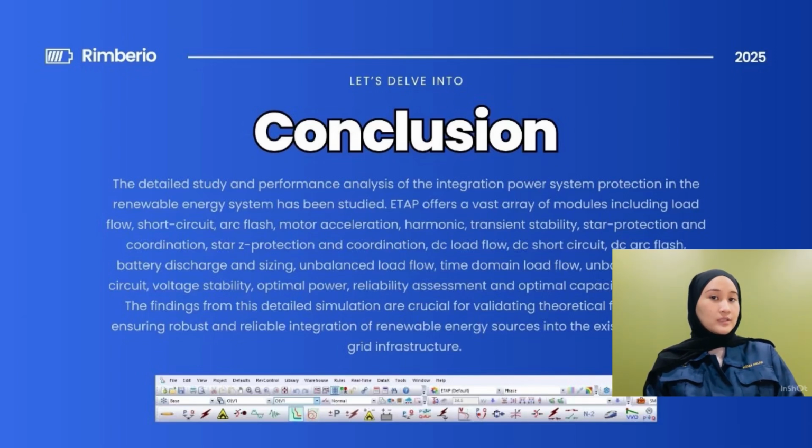The findings from this detailed simulation are crucial for validating theoretical fault current, ensuring robust and reliable integration of renewable energy sources into the existing electrical grid infrastructure.